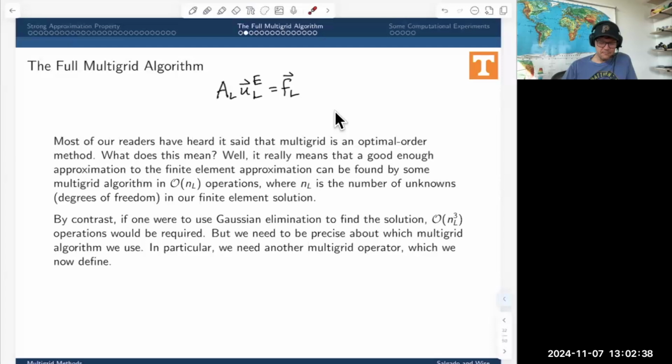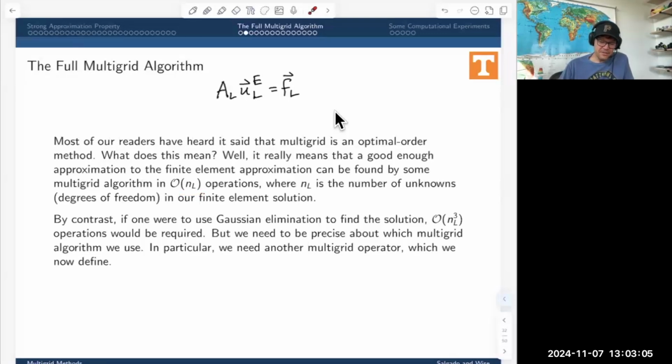So this could be a constant, could be 100, or it could be 3, or it could be 50. But the important thing is the work that's required to find this approximation is always proportional, at least in the asymptotic sense, to the number of elements in the solution. So it can't get less than that, because if I take two vectors of this size and add them together, that's just going to be order N_L operations. We can't get less than that.